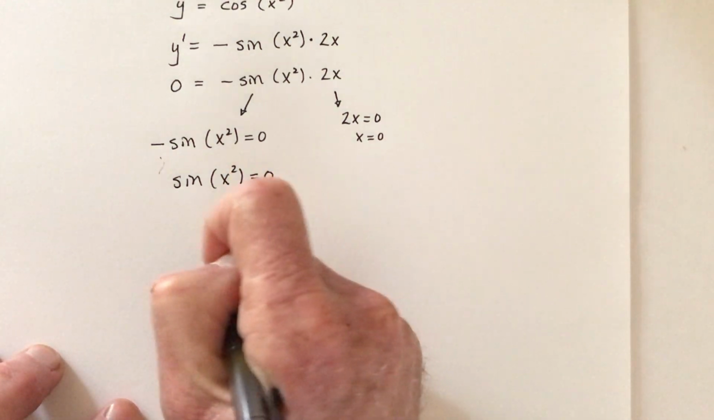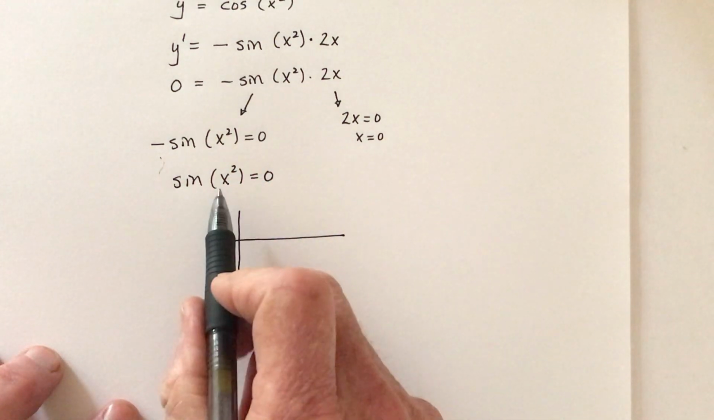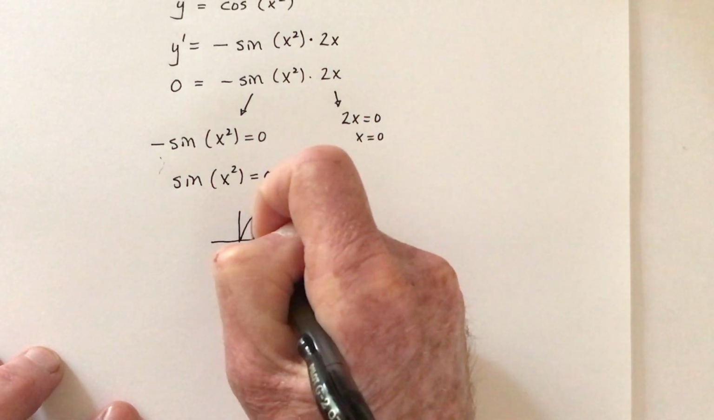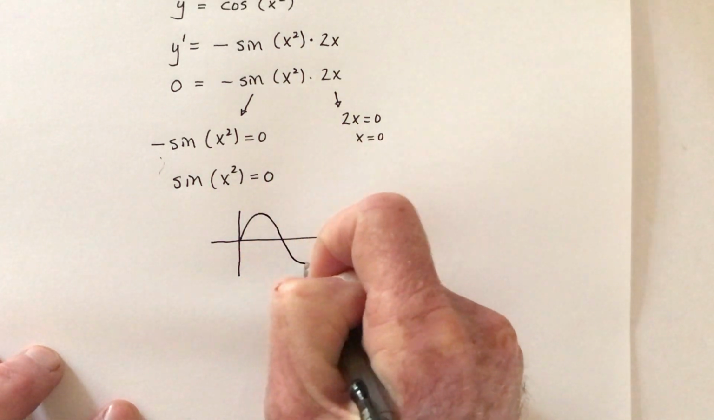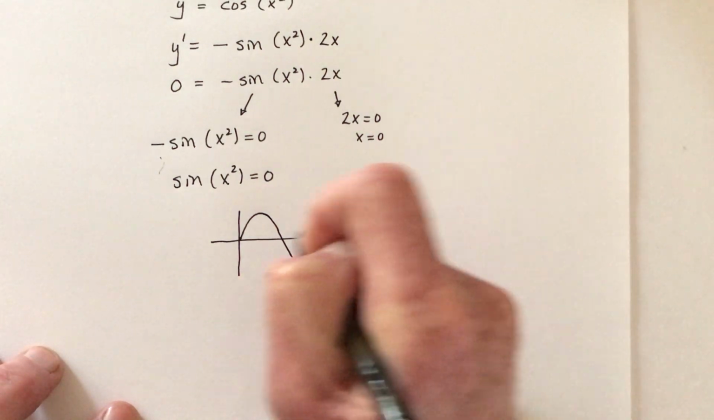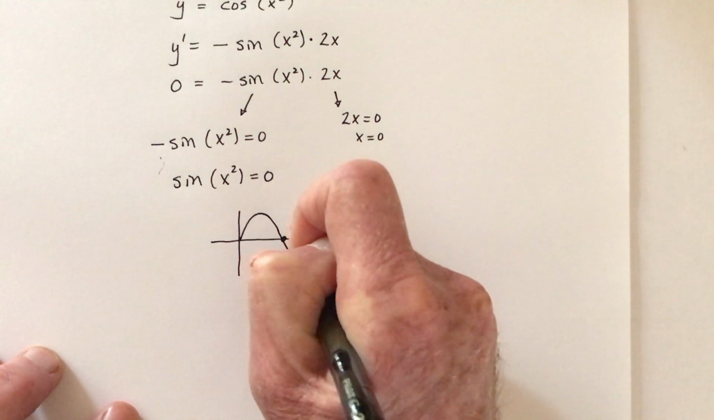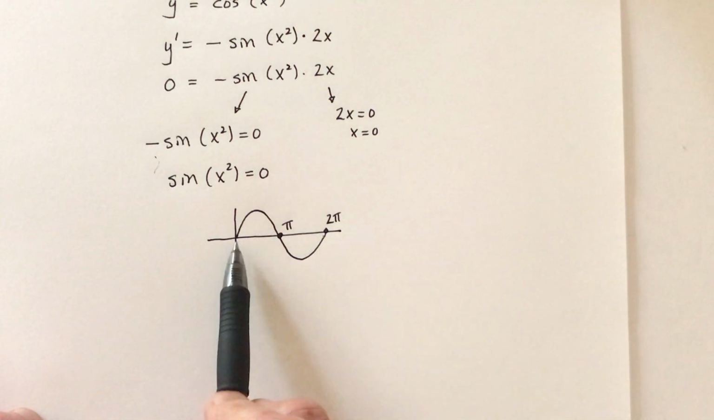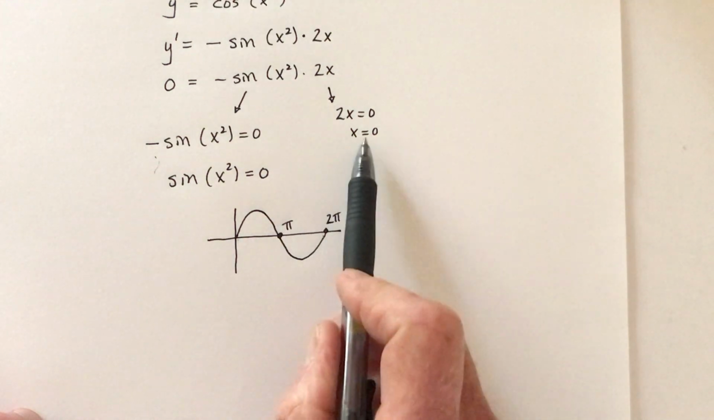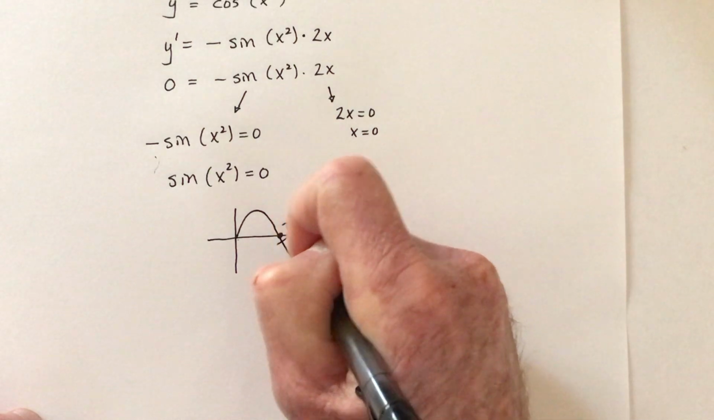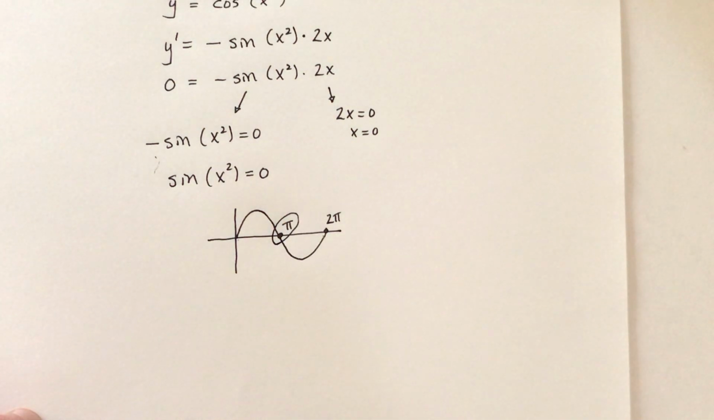Well, if you look at the sine graph, and for the moment, I'm going to ignore the x squared. Just look at the sine graph. It looks like this. Right here is 2 pi, and right here is pi. So these are places where it equals 0. There's also this, which is 0, but again, it's not a positive number, so I'm not going to use the 0. So this one is actually the smallest positive.